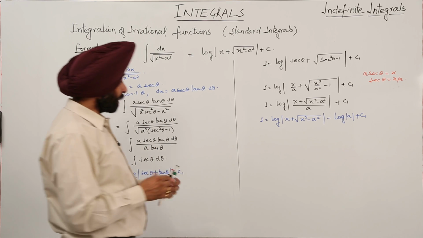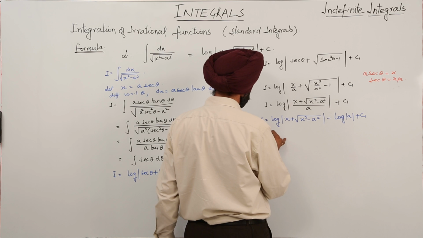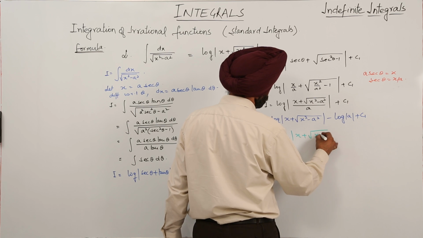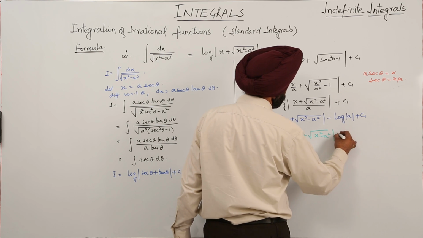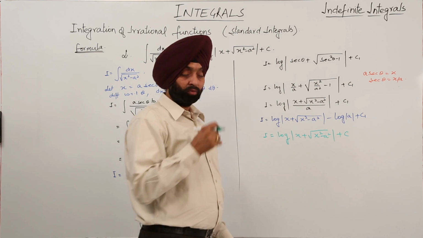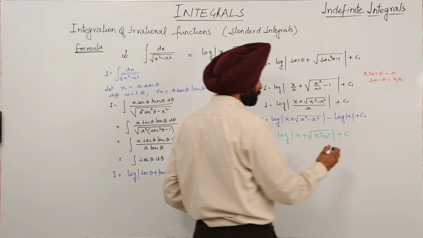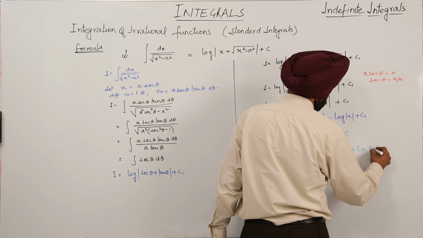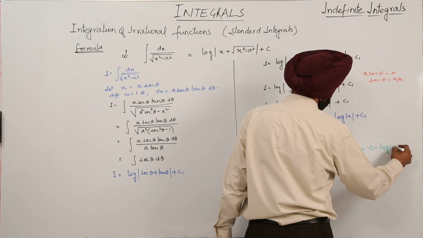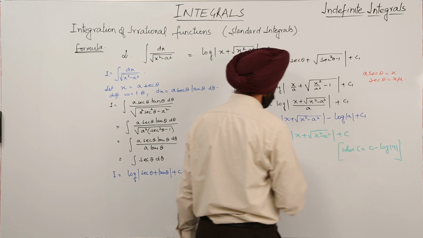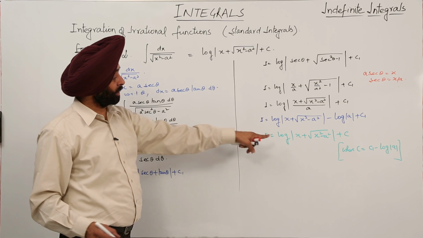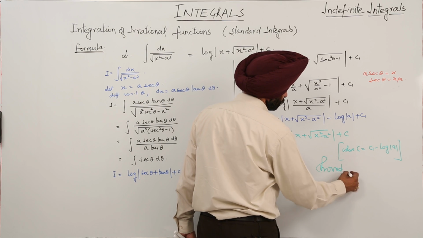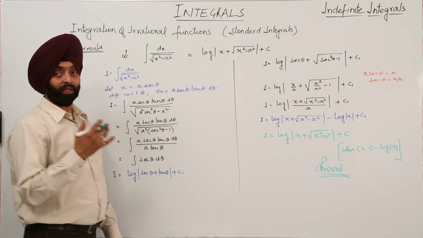Is it clear? So finally what we have is log of x plus under the root x square minus a square plus c. Okay, log a is a constant term, so we have merged it, where c is equal to c1 minus log mod a. Okay, and the formula was log of x plus the square root of x square minus a square plus c. Proved. So like this we can easily prove this question.